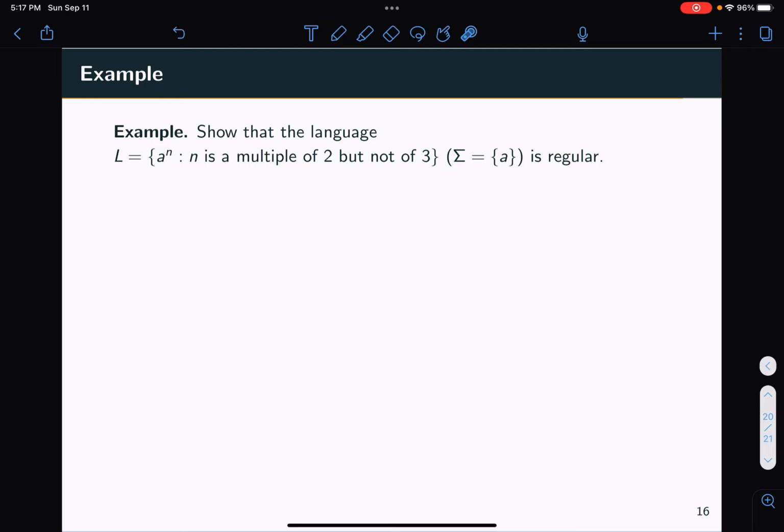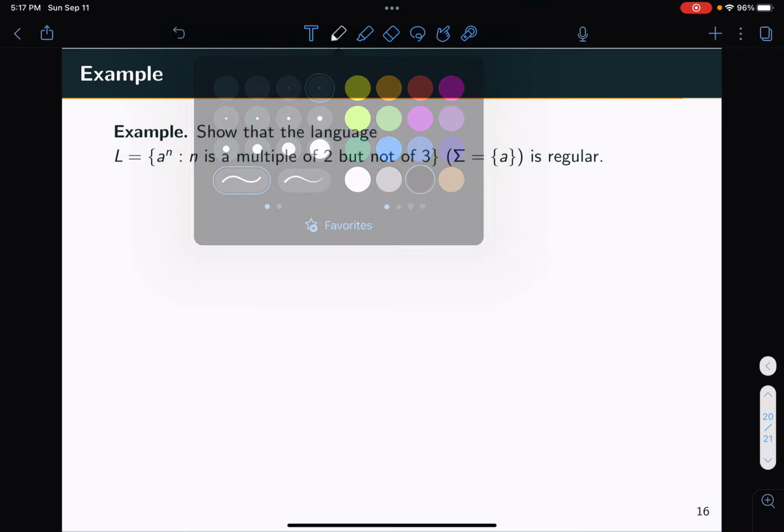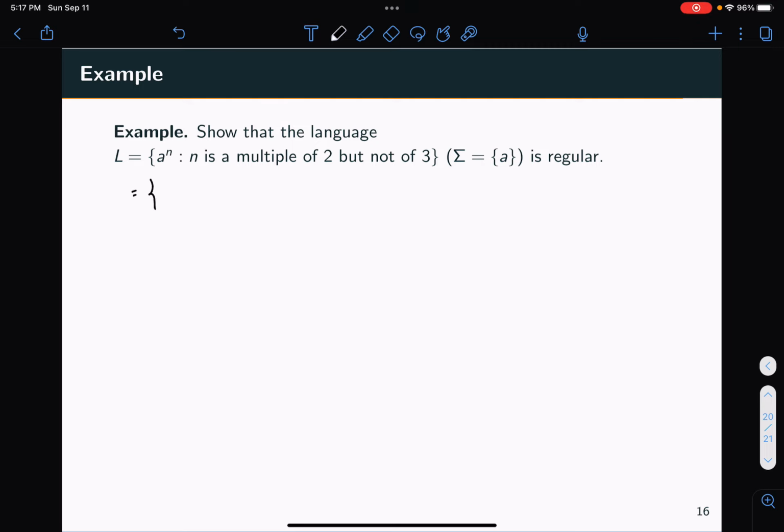First of all, what are the strings that actually belong to this language? Well, n has to be a multiple of 2 but not 3. So let's say a^0. Well, 0 is a multiple of 2 and 3, so that's no good. a^1: 1 is a multiple of neither. 2 is a multiple of 2 but not of 3, so that's good. 3 is a multiple of 3 but not of 2, so that's no good. 4 is a multiple of 2 but not of 3, so that's good. 5 is a multiple of neither because it's prime, so that's not good.